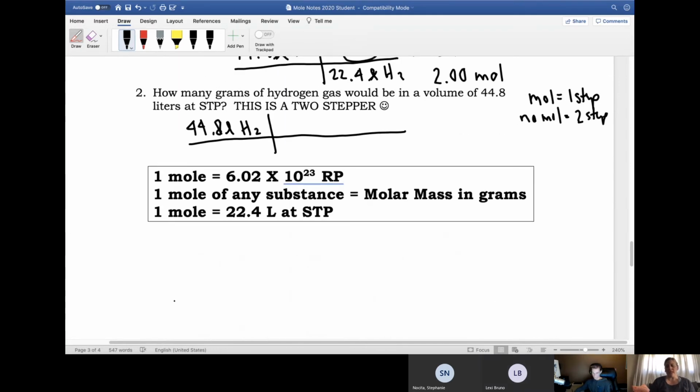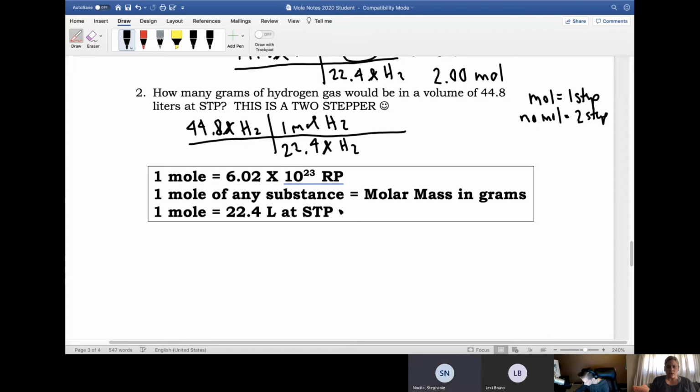So my first step is get to the mole. Do you see how it doesn't say the word mole anywhere in this problem? That's how you know it's a 2-step problem. Okay, we got to go through the mole. So the first thing we're going to do is use this equality first, because I got to get from liters to moles. So I'm going to go 22.4 liters of H2 is 1 mole of H2.